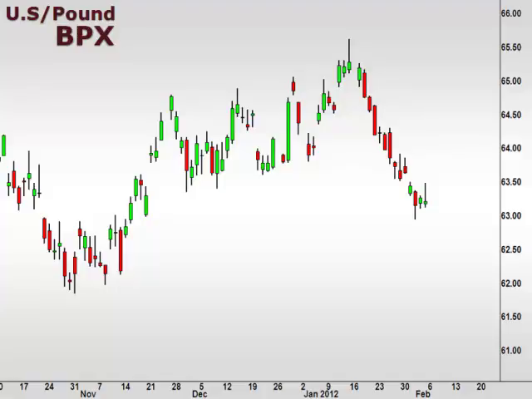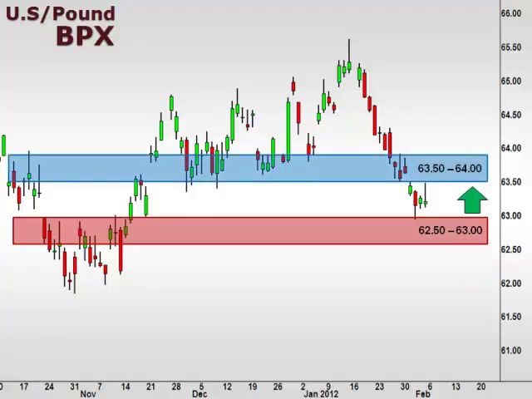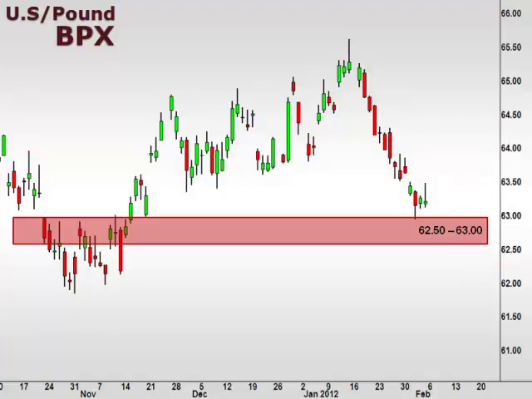Next up, the BPX, the U.S. versus the British pound. Well, the BPX is testing support at 63. A break below 62.5 should signal a continuation lower. 63.5, 64 will assume the role of resistance this week.